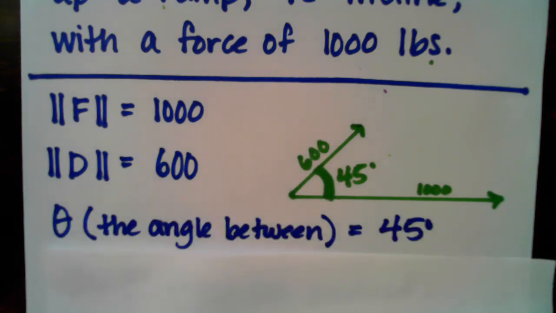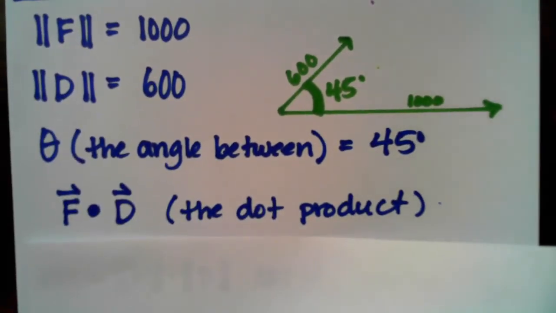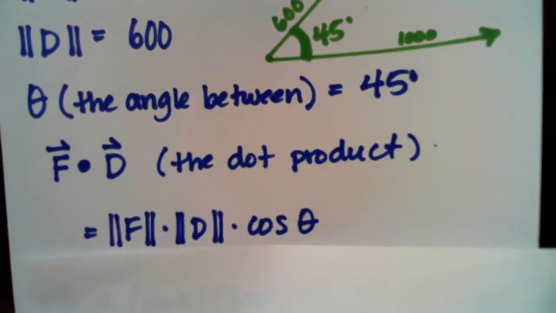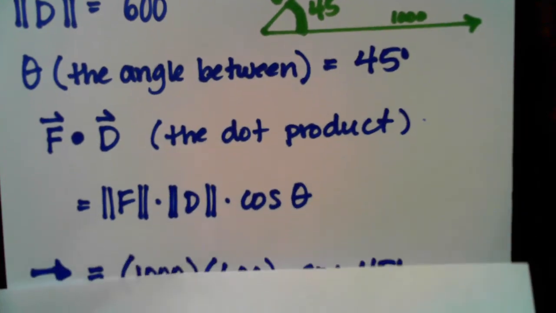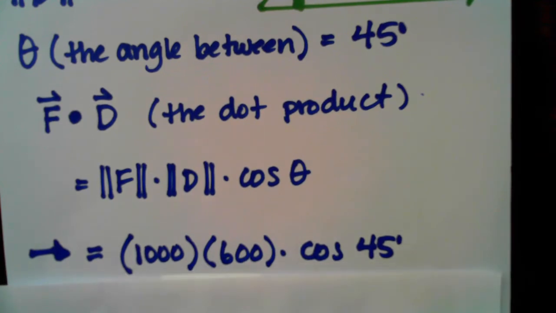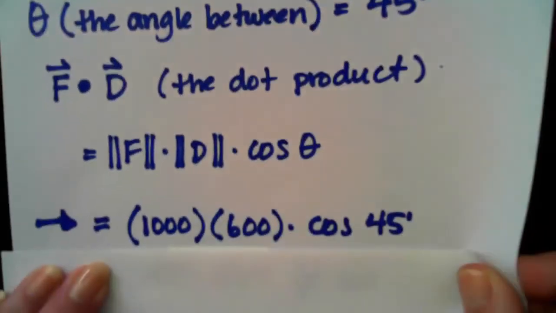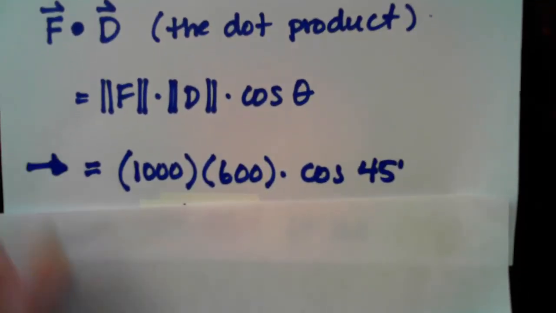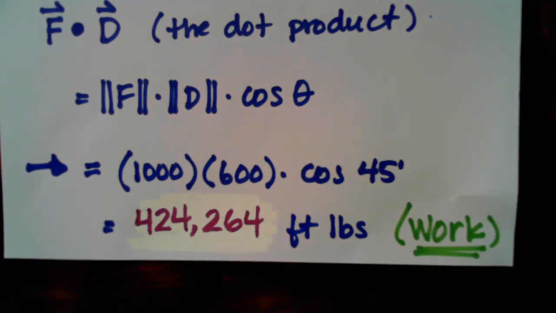So using that theorem, we know that work is the dot product, but we don't have the components, so we're going to use this formula for the dot product. We're going to multiply those two magnitudes, and we're going to multiply it times cosine of 45 degrees. So you'd use a calculator, and we're going to round to the nearest whole unit. So we're not going to have any decimals in our final answer here because it's a rather large number anyway. And the answer to that is 424,264 foot-pounds, and that is work.